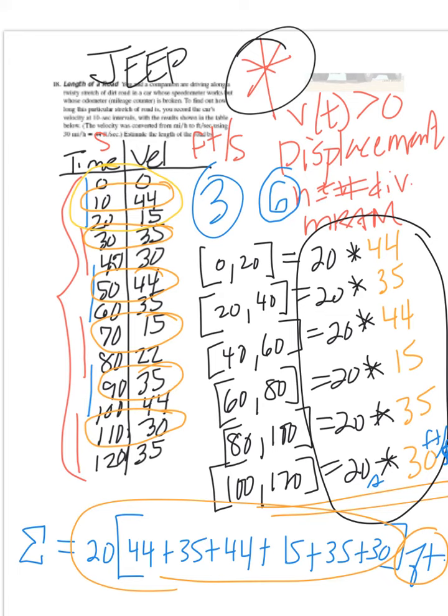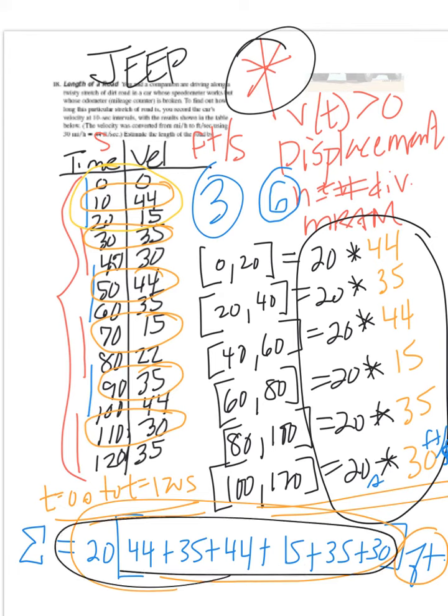So if they have me explain the meaning of it, I would have to explain the time from t is equal to 0 seconds to t is equal to 120 seconds. The total displacement of the Jeep would be this expression right down here in feet. So being able to communicate things verbally is important on the AP exam.